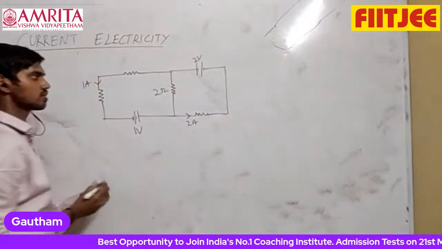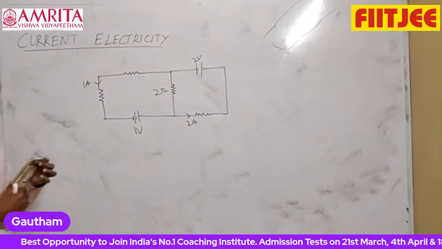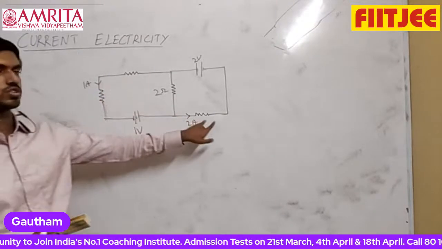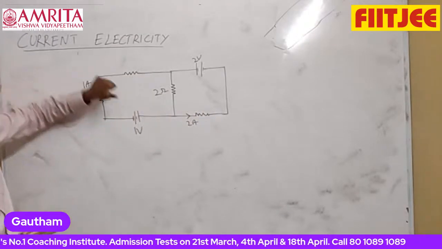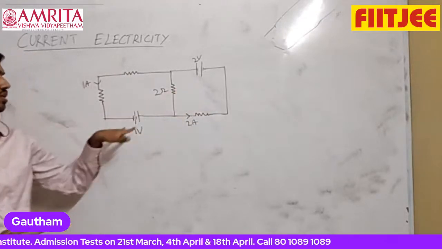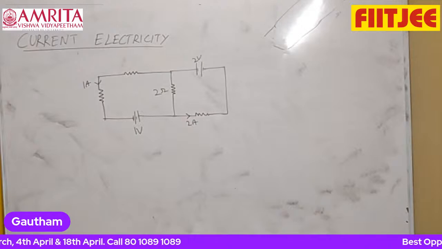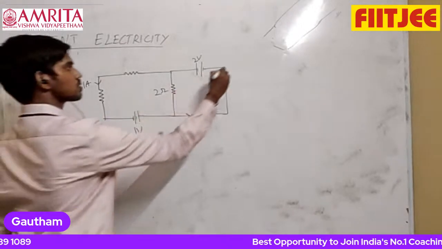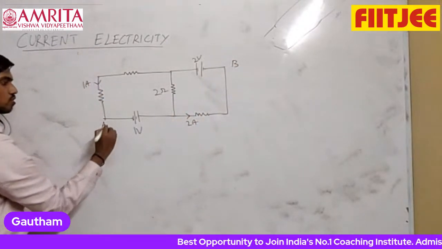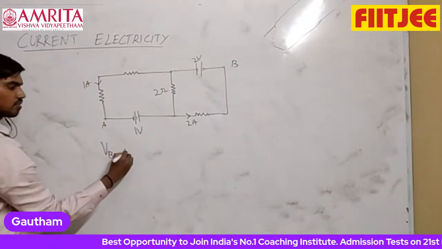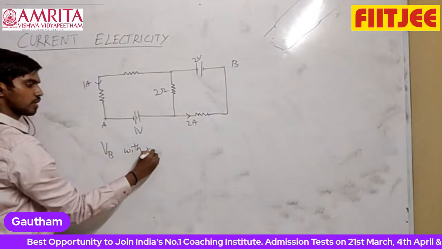So they are not given what is this resistor, what is this resistor, what is this resistor. This current is given as 1 ampere. This current is given as 2 ampere. These two batteries are given. And they ask you to find potential of B with respect to A. So find the potential of point B with respect to A.